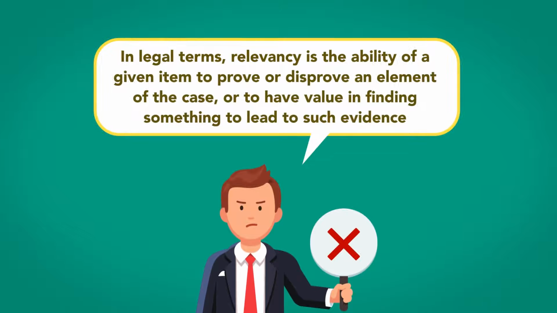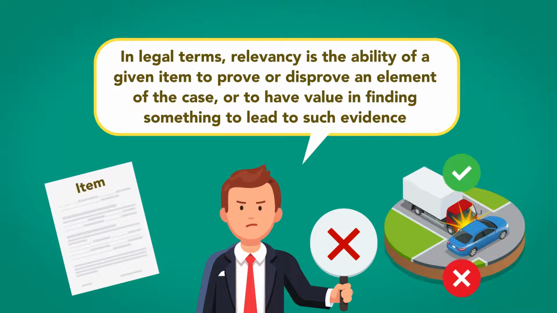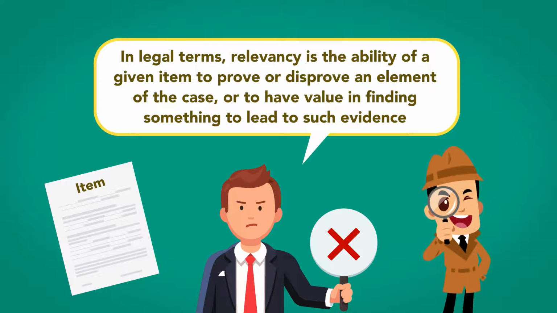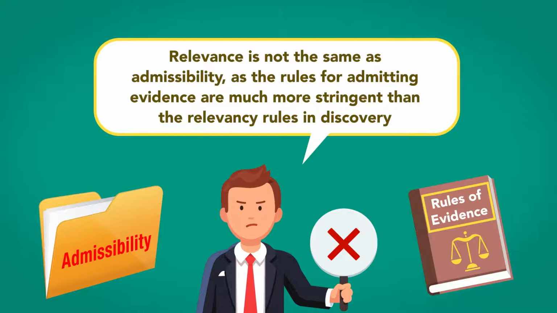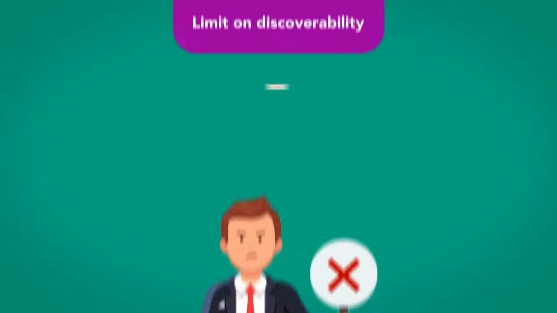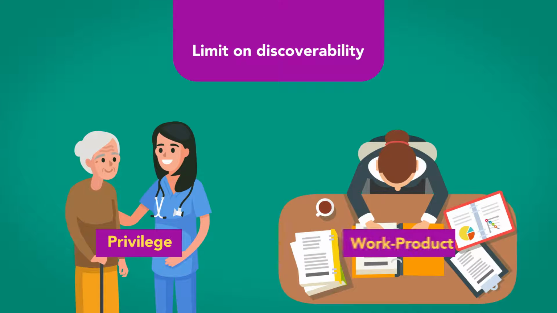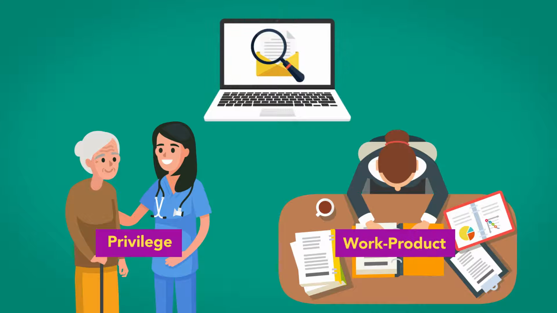Any discovery request can be met by an objection as to its relevancy. In legal terms, relevancy is the ability of a given item to prove or disprove an element of the case, or to have value in finding something to lead to such evidence. Relevance is not the same as admissibility, as the rules for admitting evidence are much more stringent than the relevancy rules in discovery.